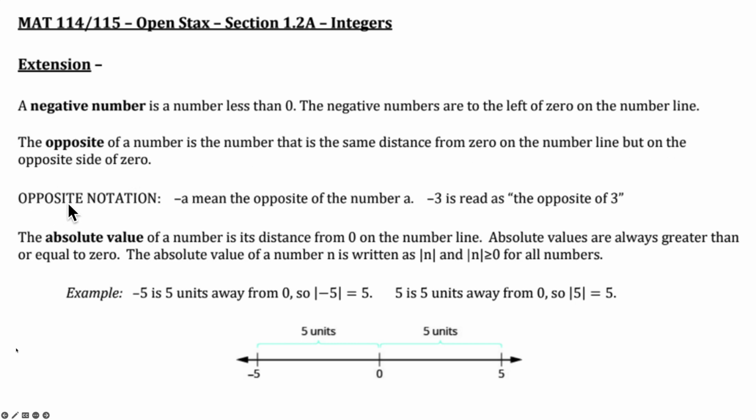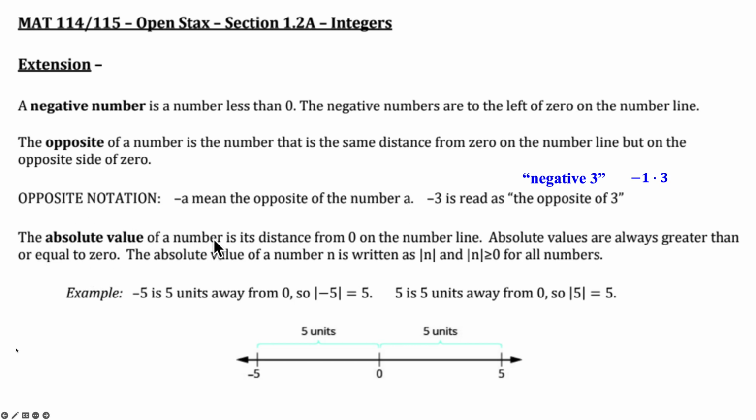So when we talk about this opposite notation, negative a means the opposite of the number a. So negative 3 could be read as the opposite of 3. Well, what we discussed in class is that we called it a negative 3. And if you recall, I mentioned that it's, by definition, negative 1 times 3. The negative 1 is taking the opposite of the number.